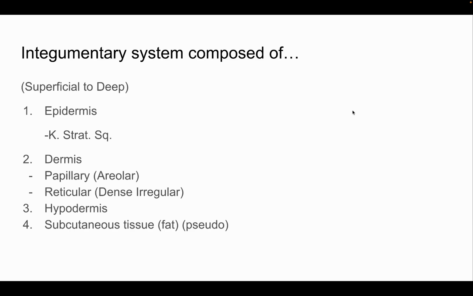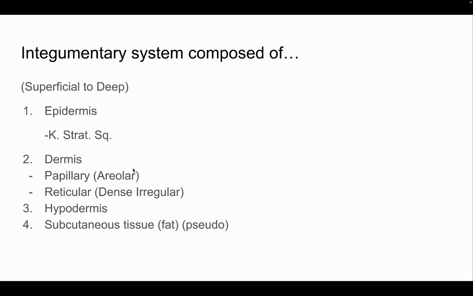have number one, the epidermis, which is classified epithelially as keratinized, stratified squamous epithelium. Number two, below that, we have the dermis, which is composed of connective tissue, not epithelium. And remember, in between the dermis and epidermis, you have the basal membrane. We have the papillary dermis, which is composed of areolar tissue, and then reticular dermis, which is a misnomer.